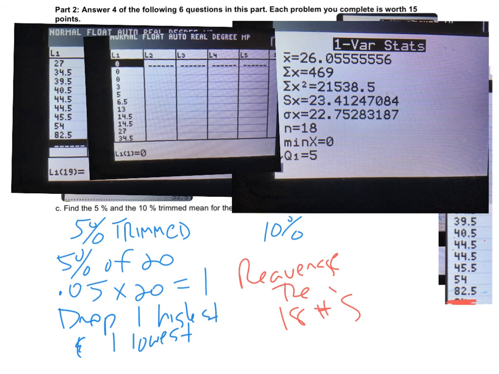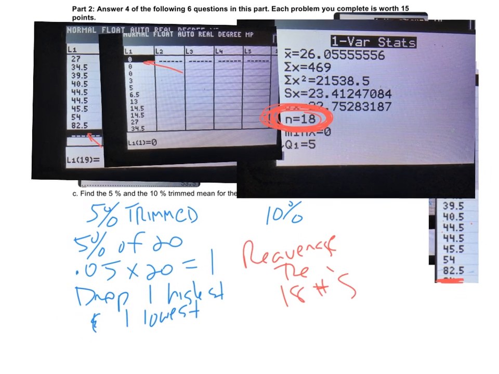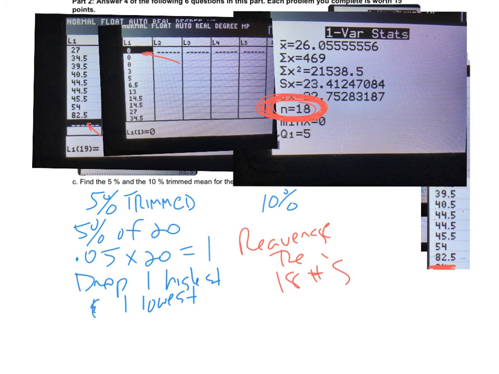So I just highlighted the 84 and pressed delete. I deleted one of the zeros, and I'm going to rerun my one var stat test. Since I dropped the one highest and one lowest data value, I'm now down to 18 values. And here, the 5% trimmed mean, the new average, is 26.1. So that's how we calculate a 5% trimmed mean for data.